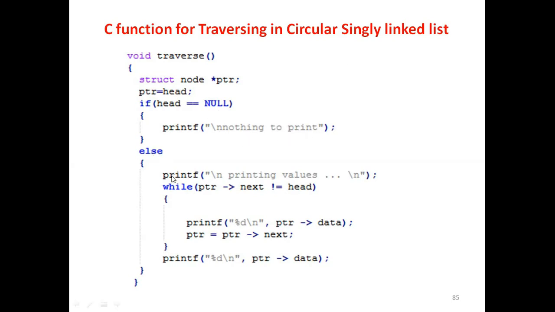Else, in the else part, we will print. We'll visit the nodes. What is the meaning of traverse? We'll visit all the nodes once and process them. Yes or no? So visit the first node, second node, third node, and go up to the last node. So we have to use the condition while ptr arrow next not equals head.